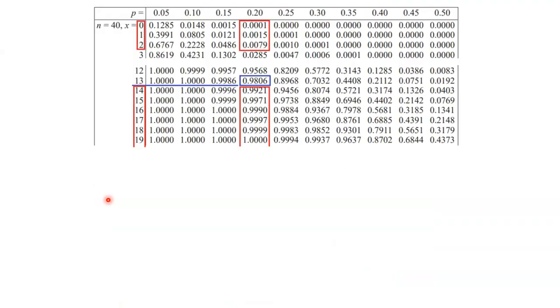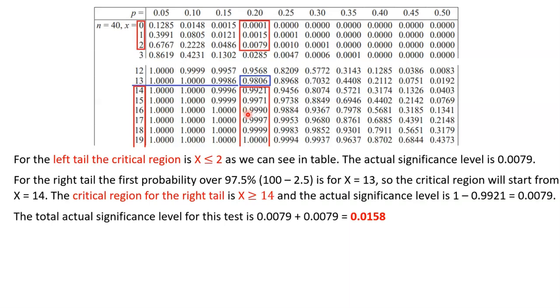2. For the right tail, we first have to find the first value which is more than 97.5%, because this is 100% minus 2.5. We are looking for the last 2.5% of the distribution. So the first value above 97.5 is the one in the blue box, which corresponds to x equals 13. But as we know, this is not the critical value. The critical value is 14. And so the critical region starts from 14, all the x's more than or equal to 14.